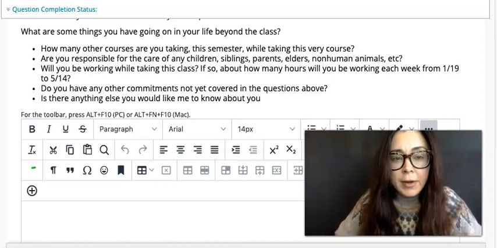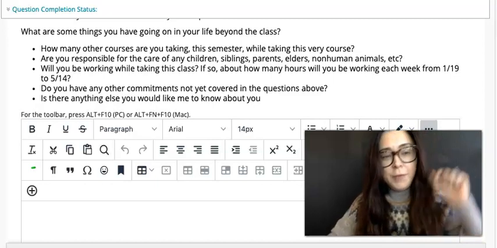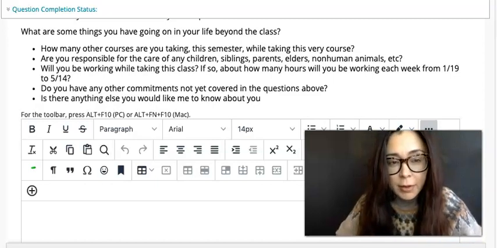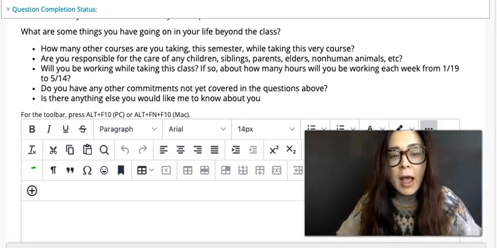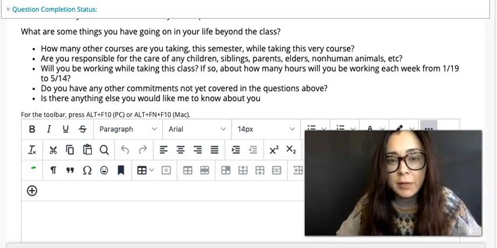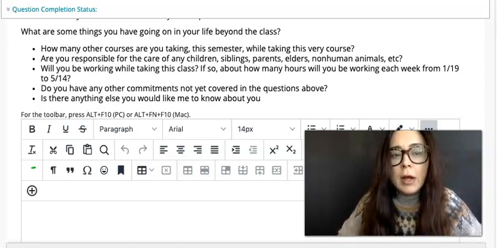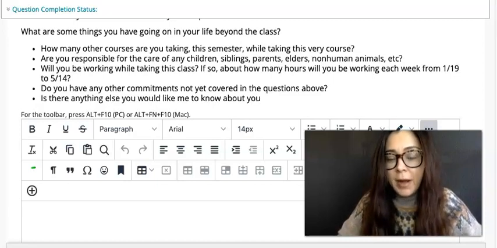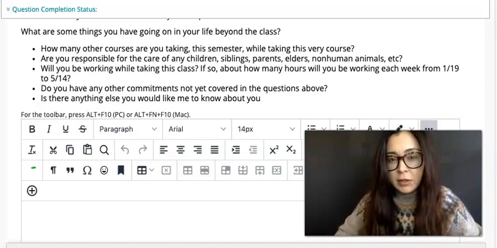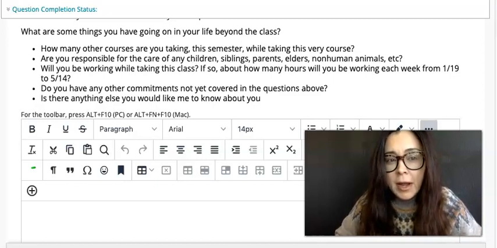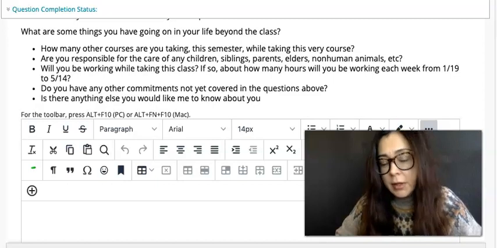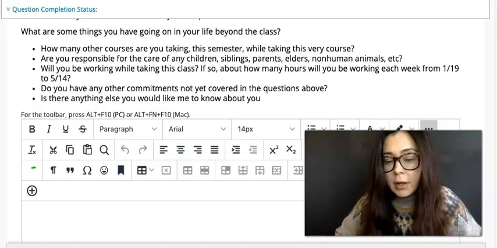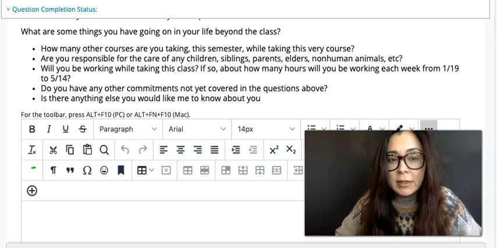All right, so now here's another option. If you are working, if you currently have a job, how would you describe the stress and demands of your job? So if you are working, you want to start off by telling me, one thing I forgot to ask you is, how many hours will you be working each week from 1/19 to 5/14? Give me an estimate.